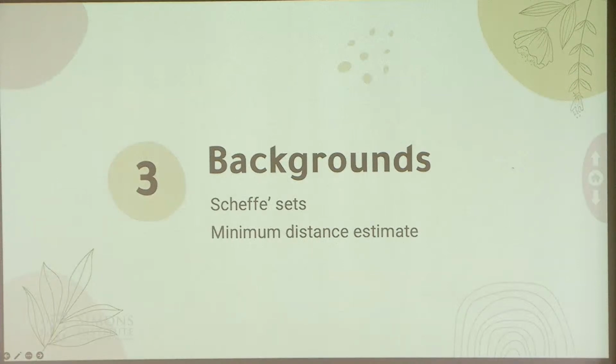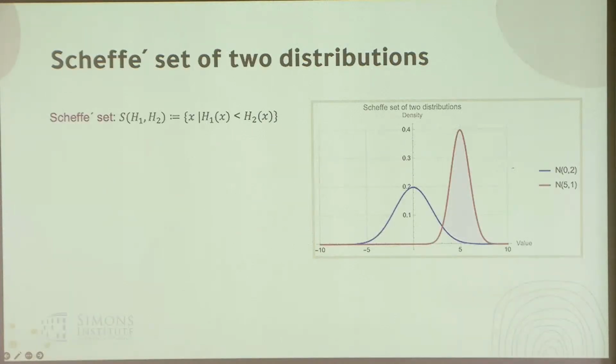So let me start with the background. I am going to talk about 2 concepts: Scheffé sets, which you might already know about, and then the first algorithm that I mentioned, the Lugosi-Devroye algorithm for the minimum distance estimate. Any questions so far? Okay, let's move on.